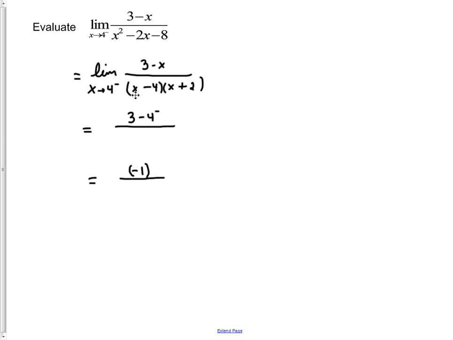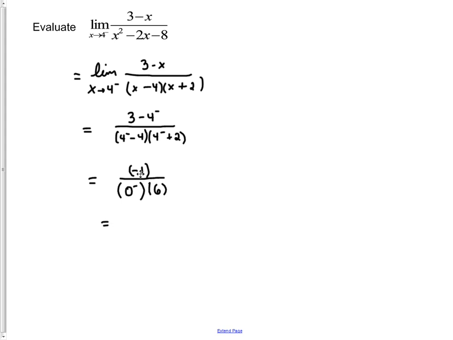How about the denominator? Well, we've got x minus 4 right here, so we're taking a number that's slightly less than 4, and we're subtracting 4 from it. That means that we're dividing by a number that's approaching 0 only from the left-hand side. So that means this is a negative number as well. Then we're going to take something approaching 4 from the left and add 2 to that value. If you take a number that's approaching 4 and add 2 to it, we're going to get a number that's approaching 6.